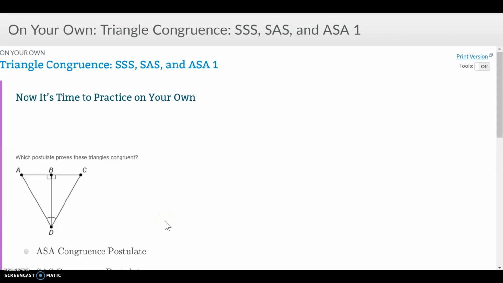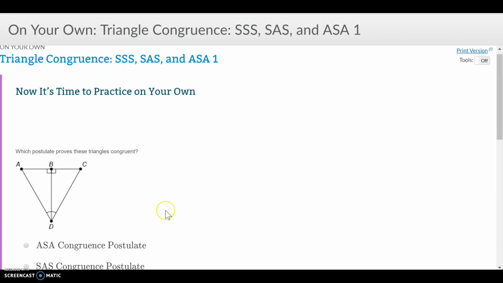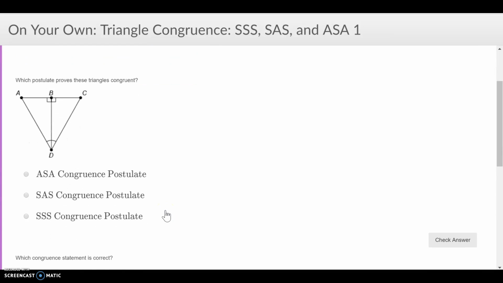Hey guys, on your own practice for triangle congruence, side, side, side and angle, side, angle, part 1. So which postulate proves these triangles congruent? Alright, so it's telling us that these angles are congruent. And we know that this side here is congruent because this line segment is congruent to itself. And then there's another angle that are both 90 degrees. So angle, side, angle.